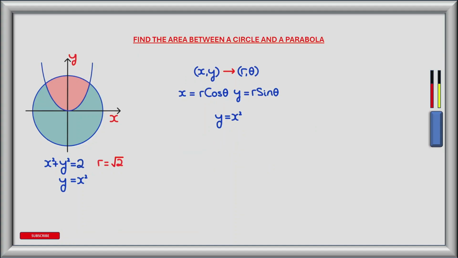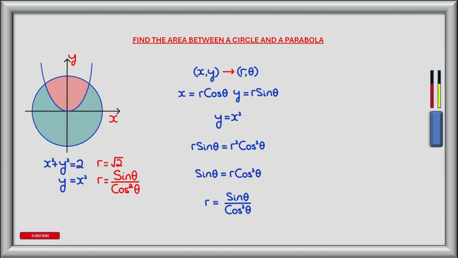For the parabola, in Cartesian form we have y = x². Making the substitution for x and y, we have r sinθ = r² cos²θ. Dividing both sides of the equation by r, we have sinθ = r cos²θ. And therefore r = sinθ / cos²θ.